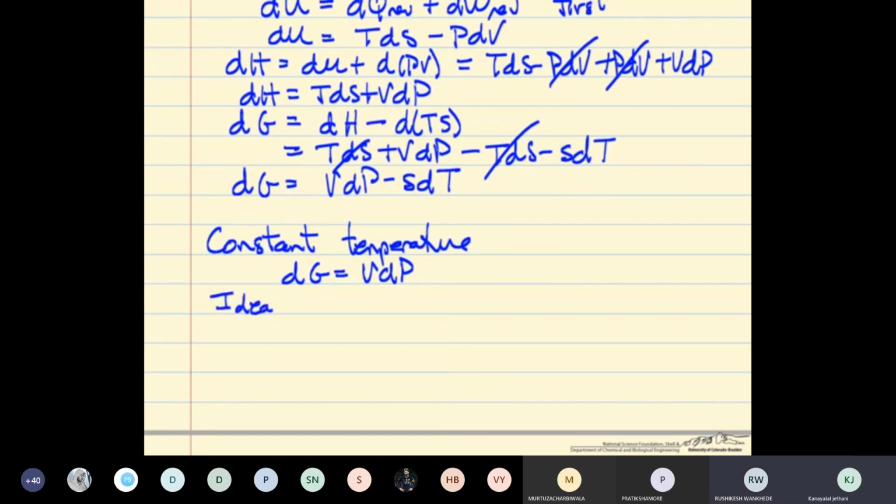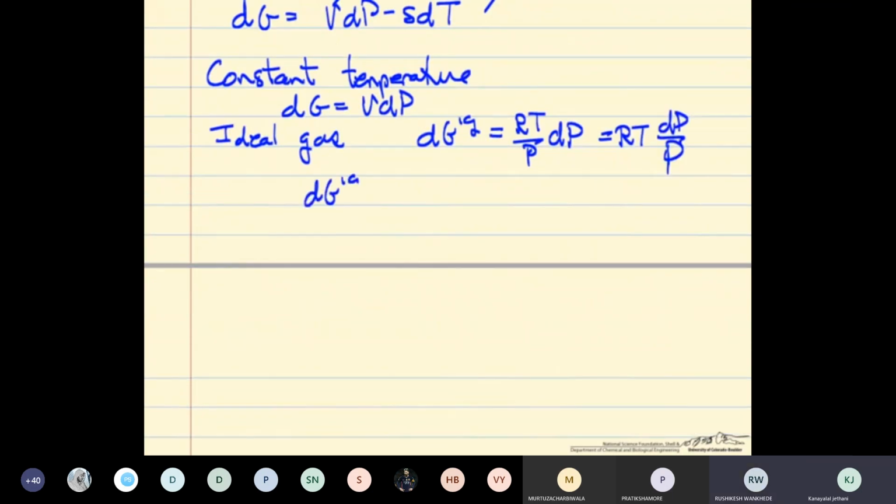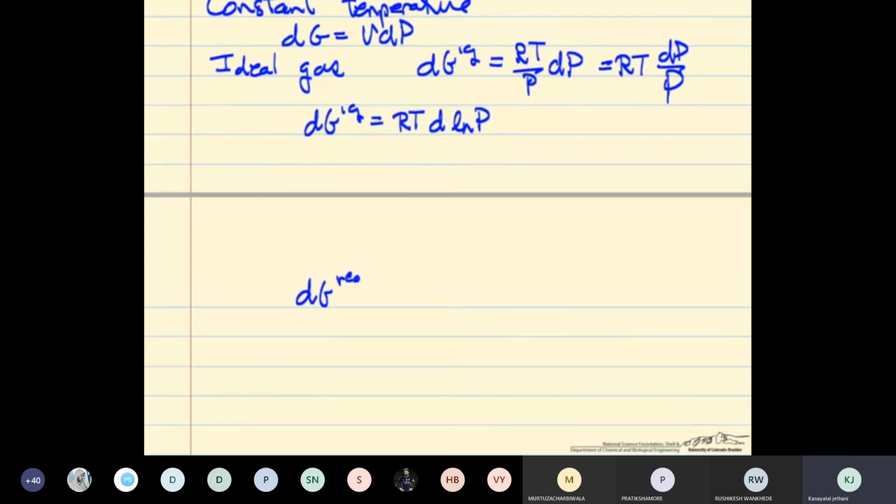And look at, for example, an ideal gas, what the change is going to look like. dG for an ideal gas is RT over P dP. Remember, the volume I'm using here is the specific volume, the volume per mole. So RT dP over P. And so this means the change in Gibbs free energy for an ideal gas is RT d ln P. And so what's been done then for real gas is to say, we like this form, so we're going to introduce a new variable called fugacity. It's the value we put in here to make the Gibbs free energy change correct for a real gas.